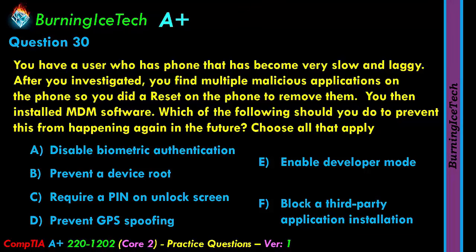Anyway, if we look at the question again, folks, it said, which of the following should you do to prevent this from happening again? So remember, what was the issue? They had malicious applications on their phone, and the way you resolved this was to reset the phone, which was a bit drastic, but it solved the problem nonetheless. How can we prevent this from happening again? Is it answer A, disable biometric authentication? No, that is security. It's got nothing to do with applications.